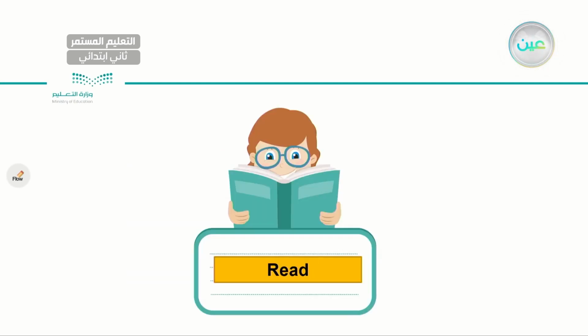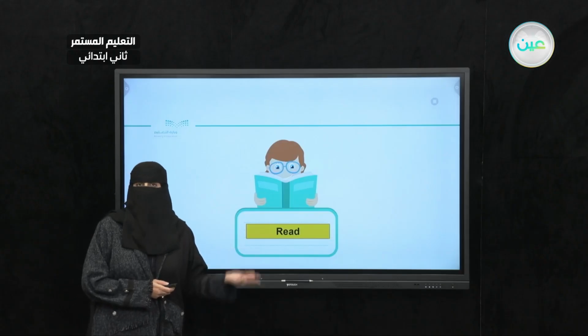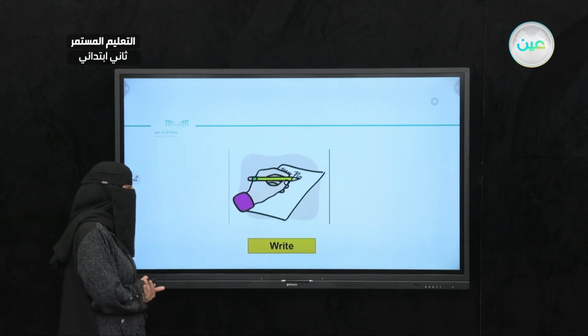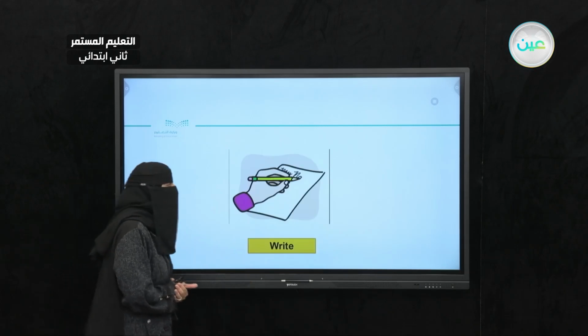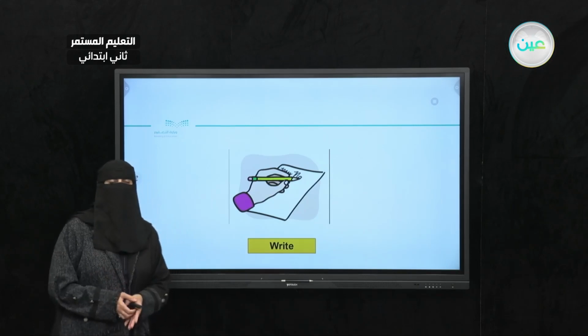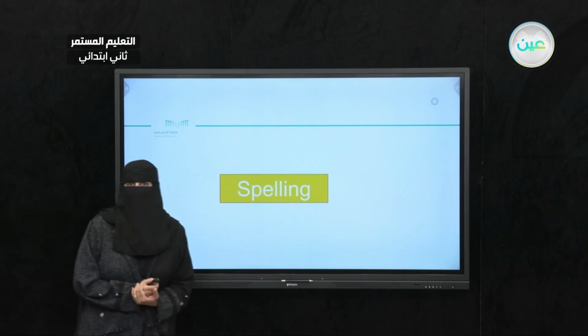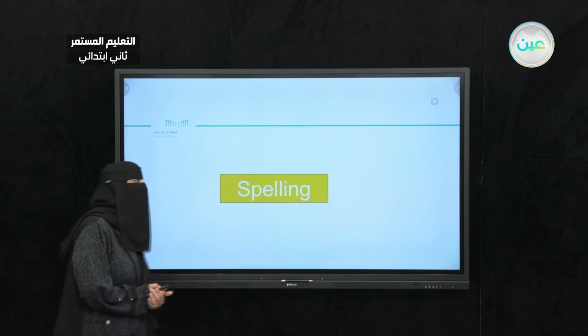We will read together. As I'm reading, I need you to repeat the words, the letters, the sounds with me. Also, we will write. So for this section, make sure you have a piece of paper, your books, your notebooks right next to you. Let's start with the spelling section. What do I mean by spelling, my dear students?